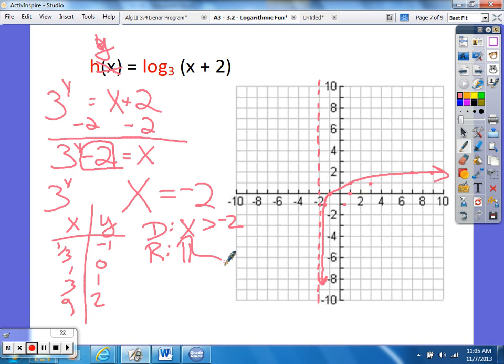You laughing at my R? It is kind of a funny R. Alright.